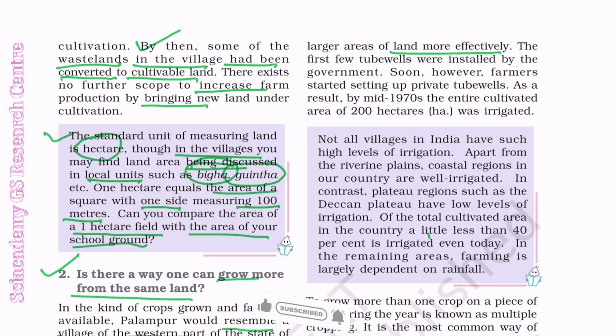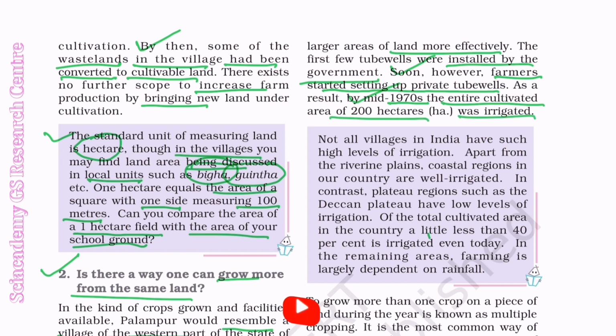The first few tubewells were installed by the government. Soon, however, farmers started setting up private tubewells. As a result, by the mid 1970s, the entire cultivated area of 200 hectares was irrigated.